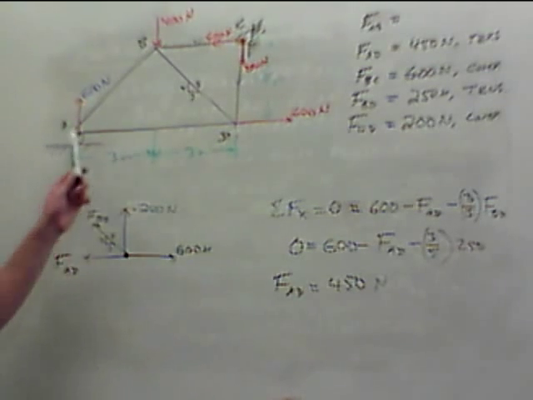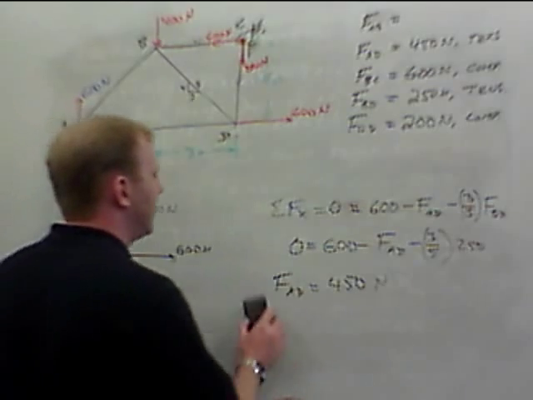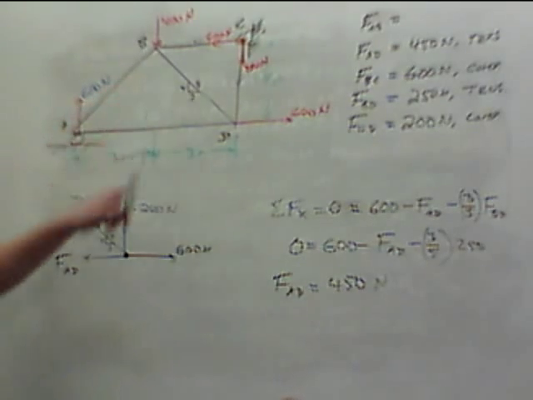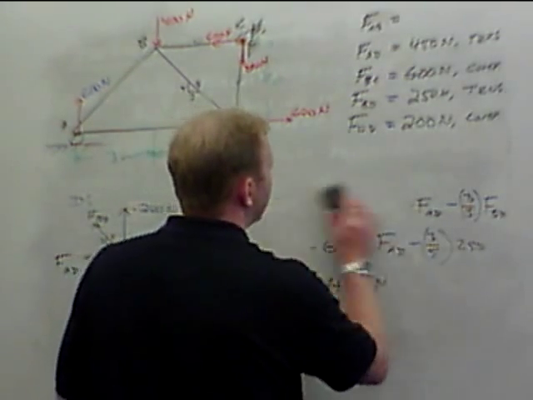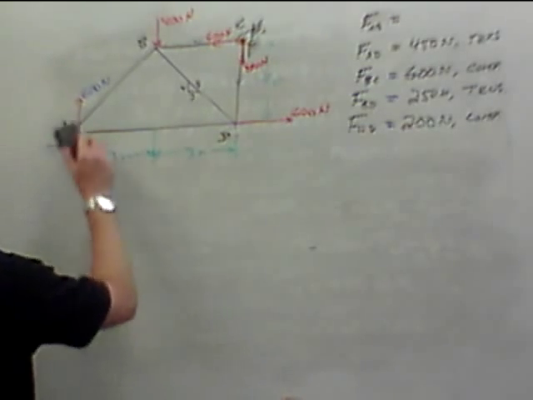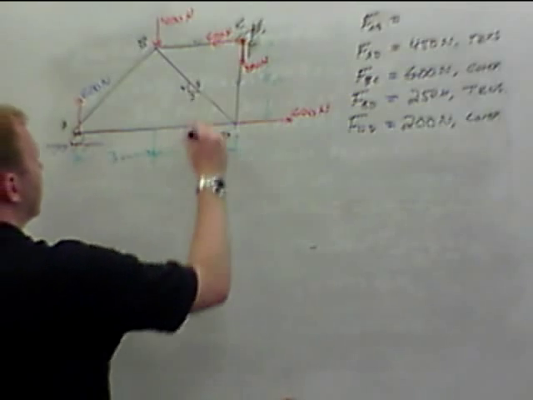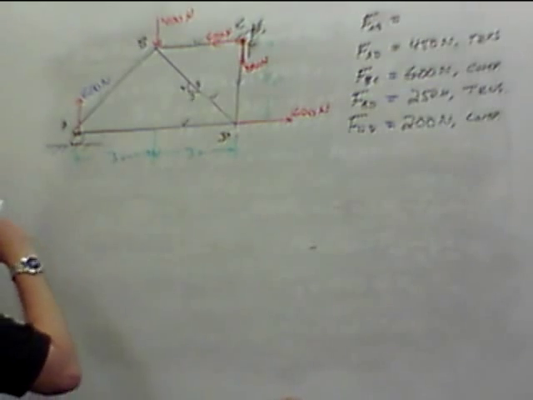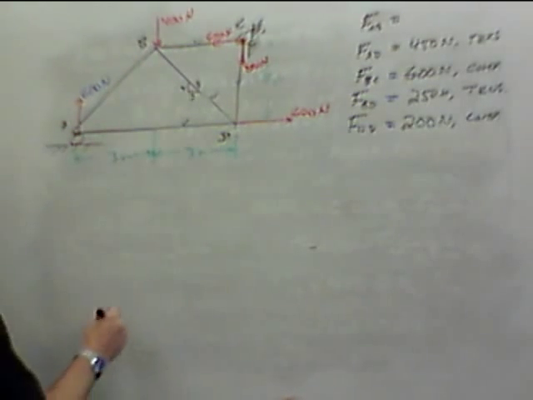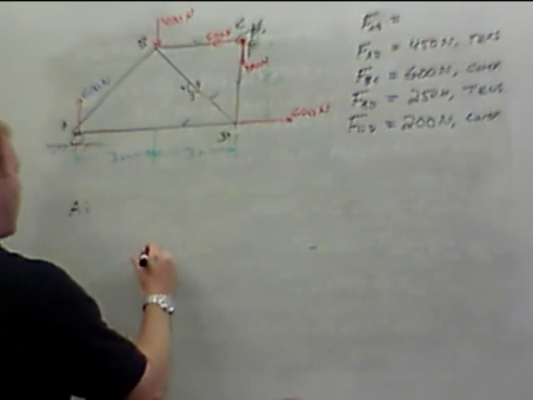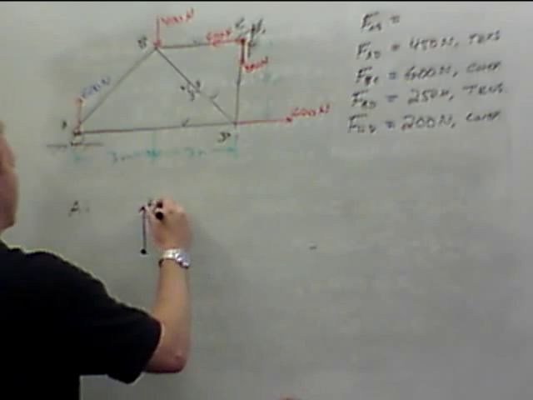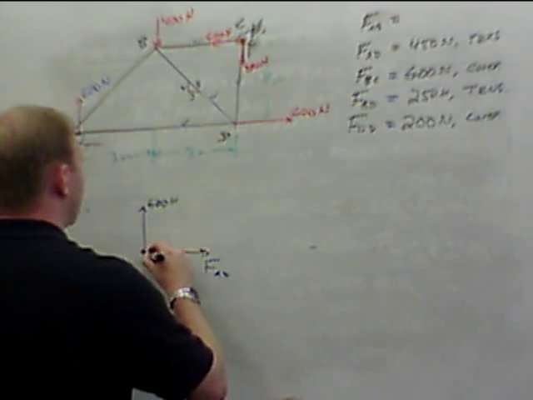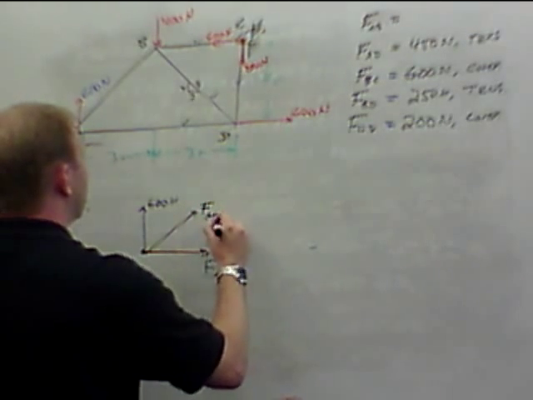All we need to do is find this FAB piece. At this point we've done 2 free body diagrams. We can move on to free body diagram A or B. I'll do free body diagram of A because it's got only 3 forces as opposed to 4 at B. It might be a little easier. So the free body diagram at A, we have 600 newtons upward. We have FAD. And we have FAB.